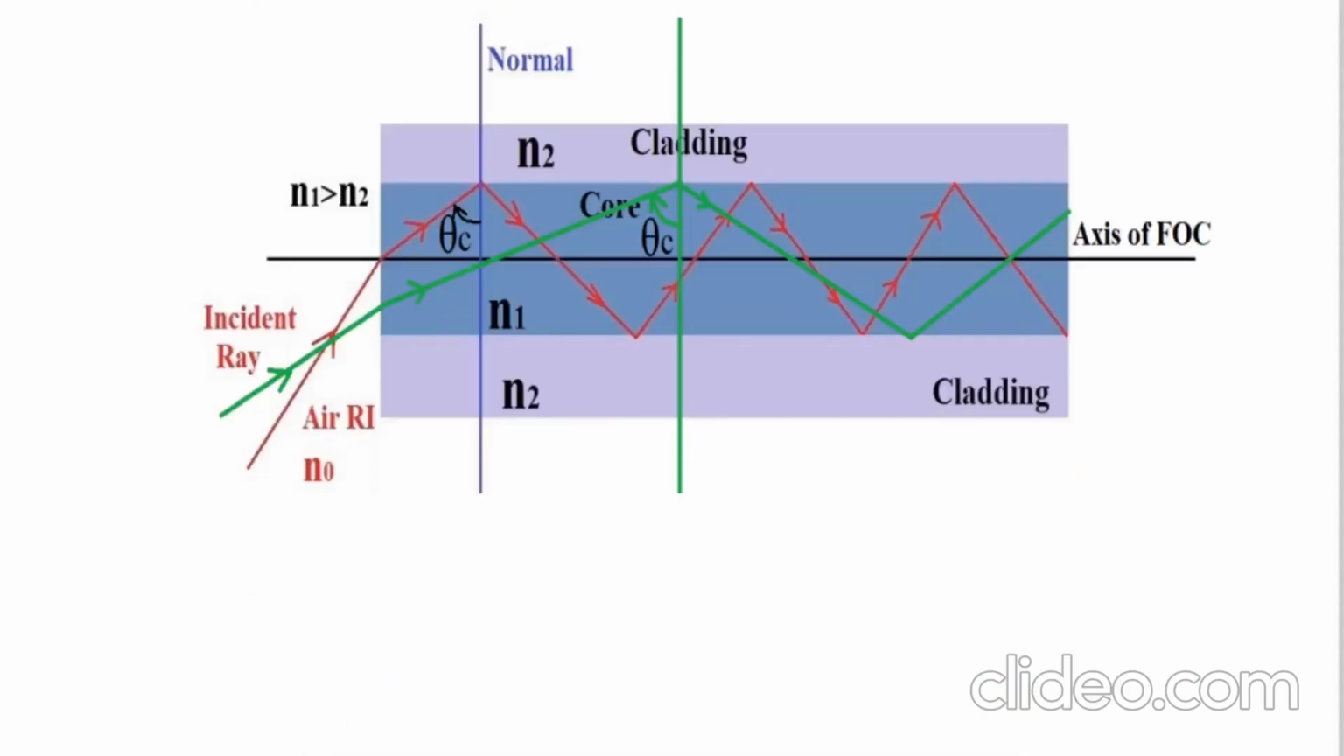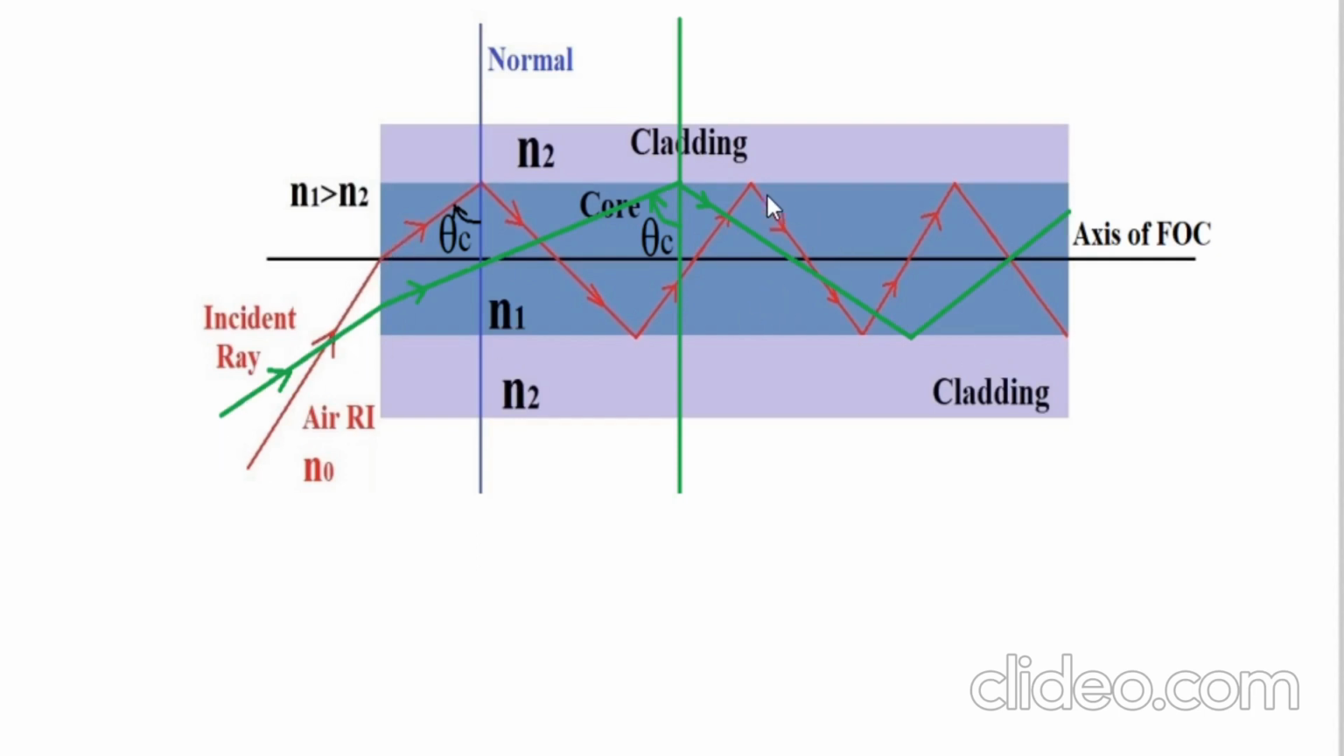You can launch not only one ray, not necessarily at the center only. You can launch the ray somewhat like this also, but you must launch the ray into the core only. When you launch this green ray, it is going to strike a little bit longer distance, but it doesn't matter. It still strikes at the junction of core and cladding, and if the refracted ray angle is 90 degrees, then refraction is zero, reflection is maximum, and this green ray will also travel with the principle of total internal reflection.